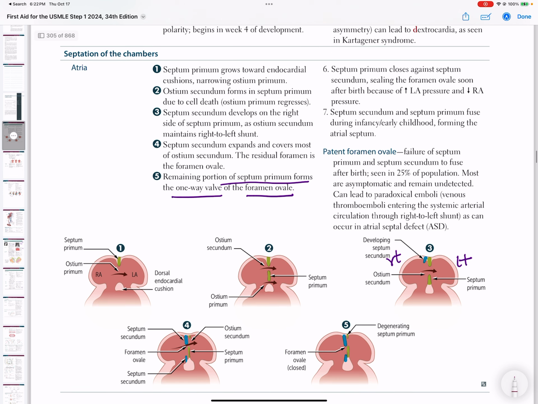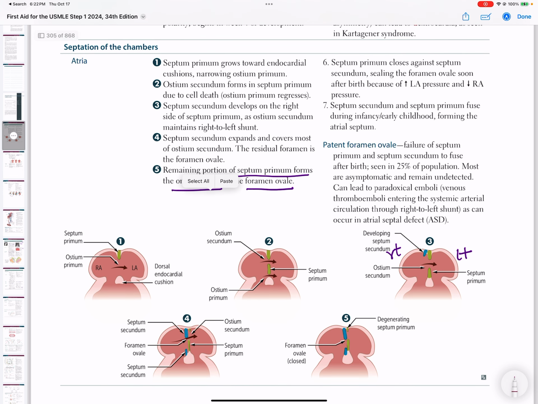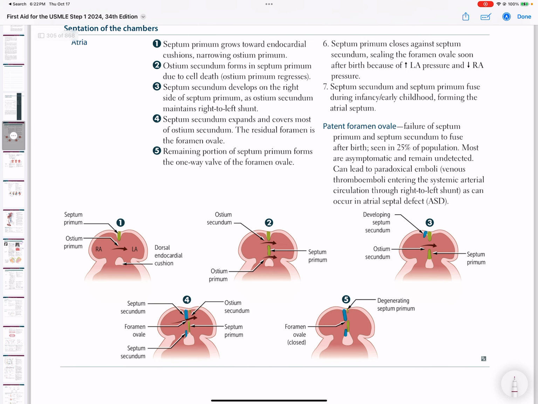Now coming to the septation of the chambers. So here we have the septum primum, which is growing towards the endocardial cushion. Remember, endocardial cushions are from the neural crest cells, okay, and these endocardial cushions later give rise to our mitral valve, tricuspid valve, and also the aortic and pulmonic valves. So the septum primum grows towards the endocardial cushions, narrowing the ostium primum. So the ostium primum gets narrowed, then the ostium secundum is formed in the septum primum.